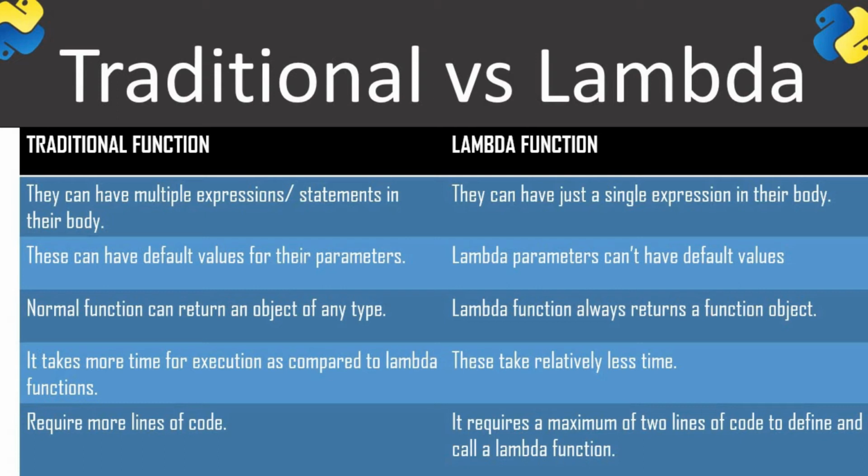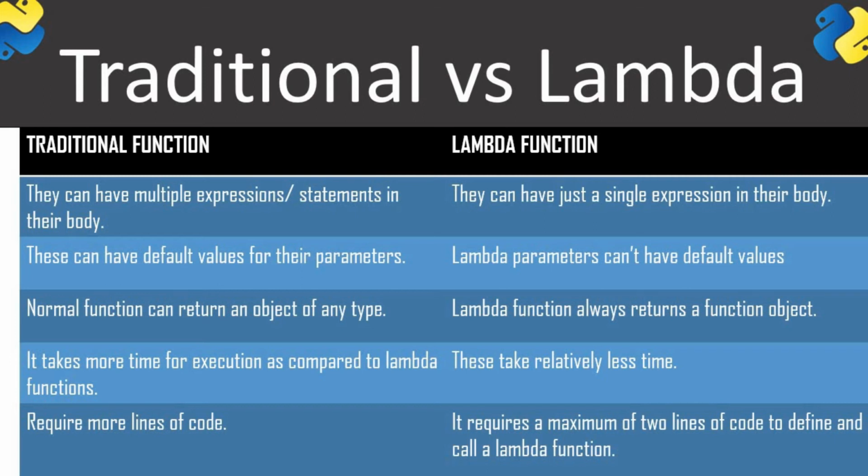In a traditional function, default values for the parameters can be assigned, but in a lambda function we cannot assign default values in our program. A normal function can return an object of any type. While creating a traditional function, we can return any type of object, but a lambda function always returns a function object.